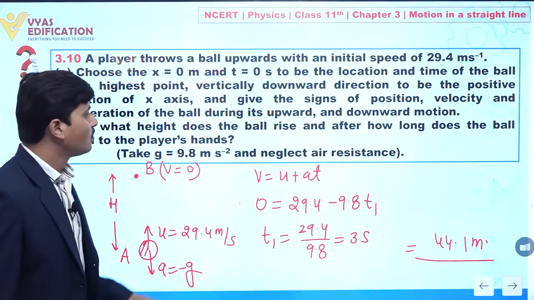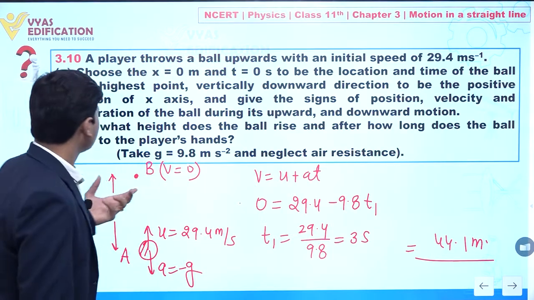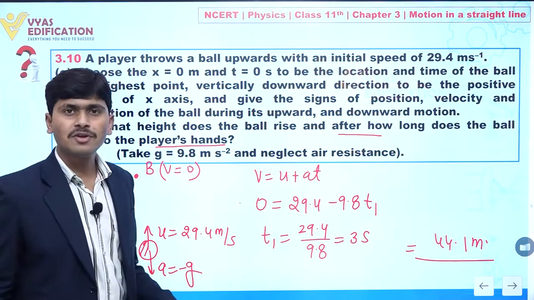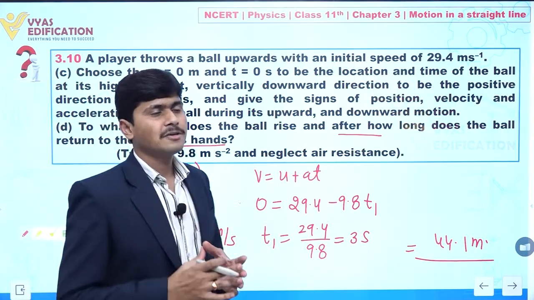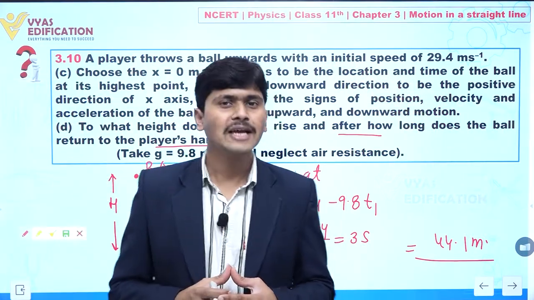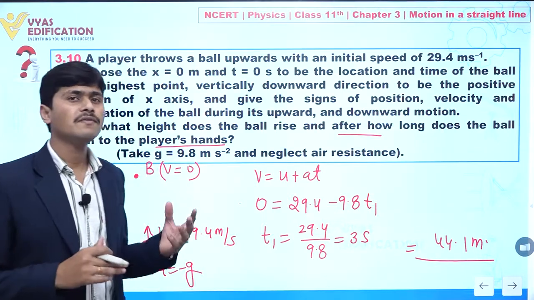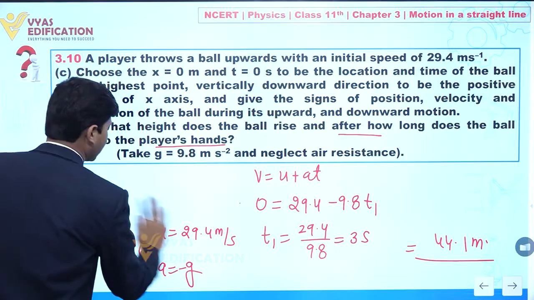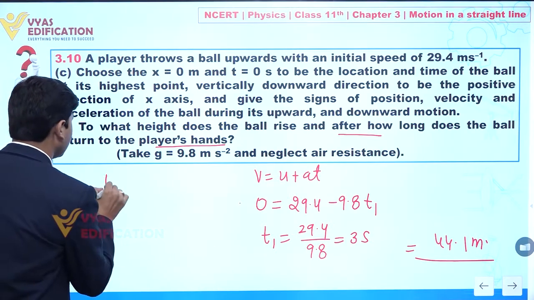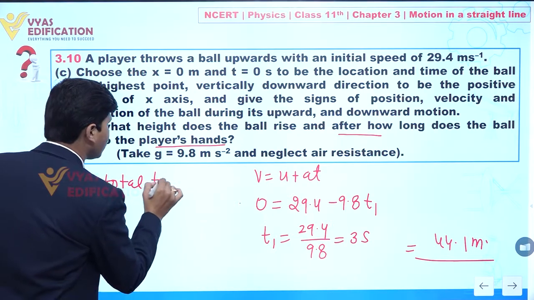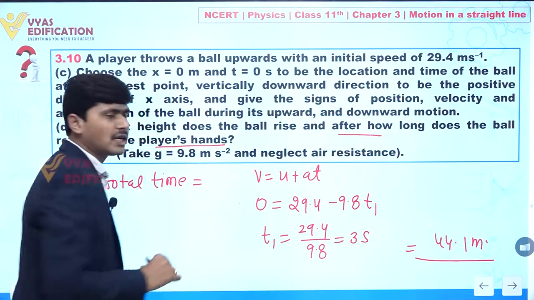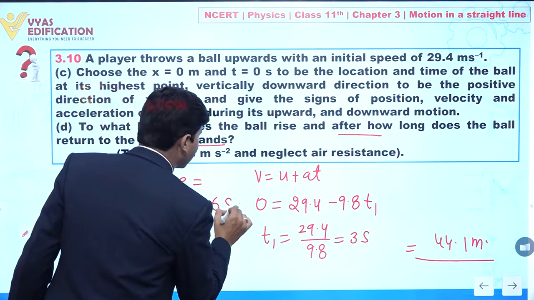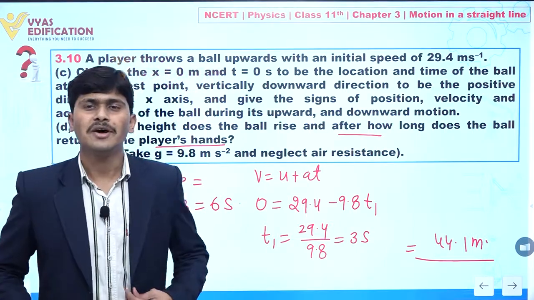Clear? Now what is our objective? The objective is to find the total time when the player again catches this ball. It means if we consider that viscous force is absent, then the time of ascent is equal to the time of descent. Clear? So now we can write the total time taken by the player. Clear? So total time is equal to 3 plus 3, so total 6 seconds. Clear to you? So this is all about this question.